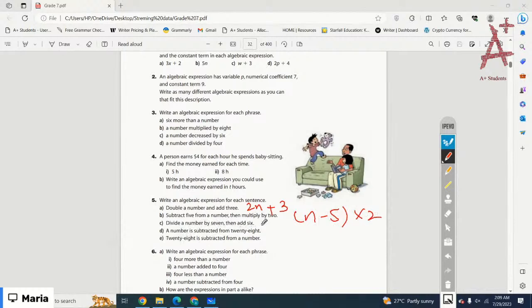Divide a number by 7, then add 6. So it would be x over 7 and then plus 6. Got it? A number is subtracted from 28. It would be 28 minus x. 28 is subtracted from a number. It would be x minus 28. Right? Same thing you have to do with question number 6. So you can do question number 6 on your own. Got it?